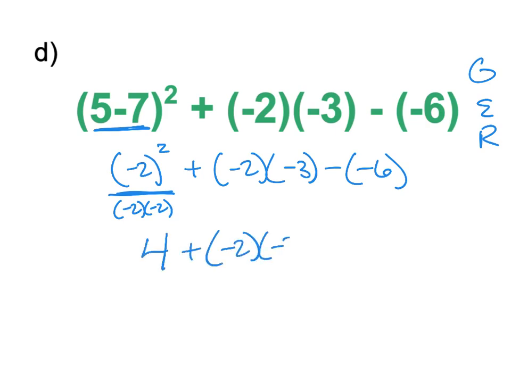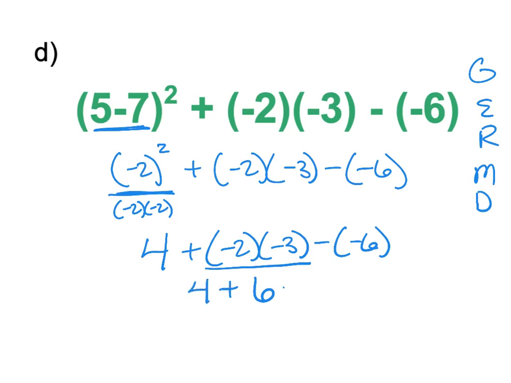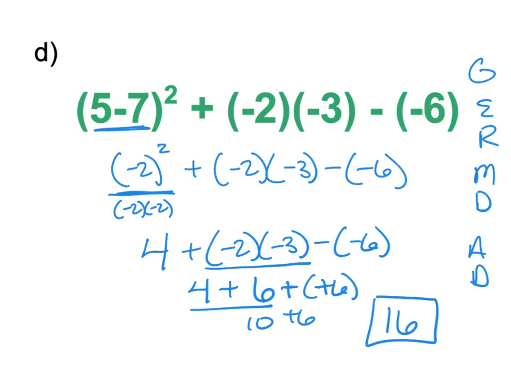Rewrite everything else. And you don't necessarily have to rewrite everything else. I just find that it helps keep track of what you've done. Multiplication, division, right here in the middle. Negative 2 times a negative 3 gives me a positive 6. So I'm going to rewrite everything. Then I do addition and subtraction. 4 plus 6 is 10. I'm subtracting a negative, so I'm going to double dash. So it's basically 10 plus 6. My answer is 16.